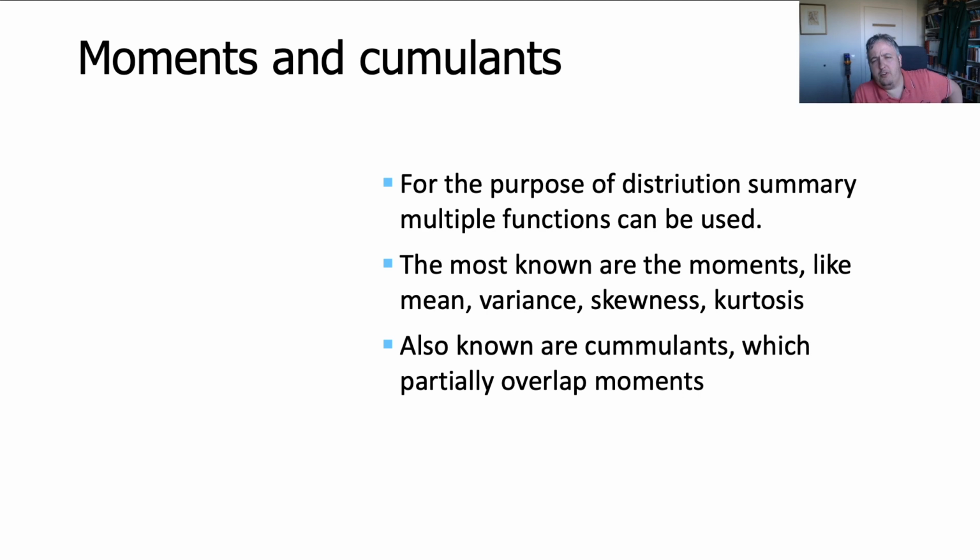and as I mentioned, the best known moments are of course mean and variance. You might have heard about skewness and kurtosis, which represent how asymmetrical the distribution is, and that's the general point here. Also, there are cumulants which are very similar to moments but slightly different, more used in typical statistical computation.